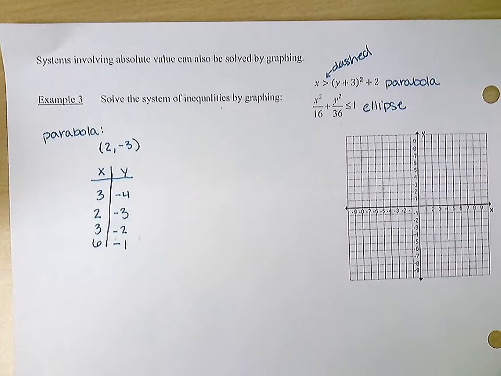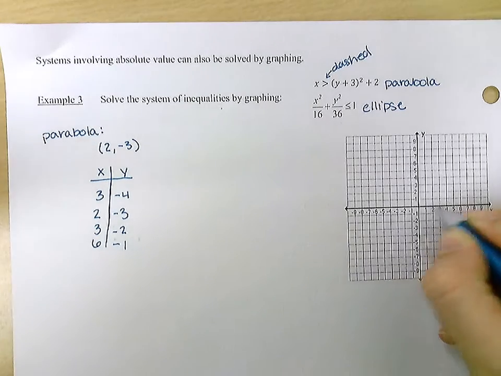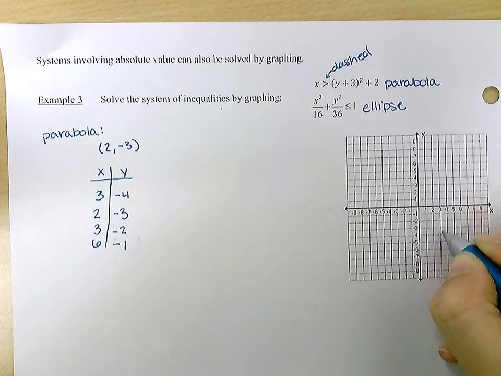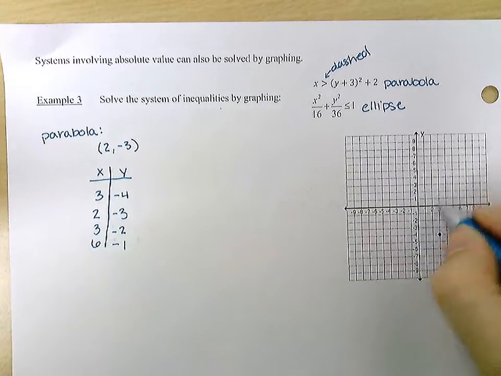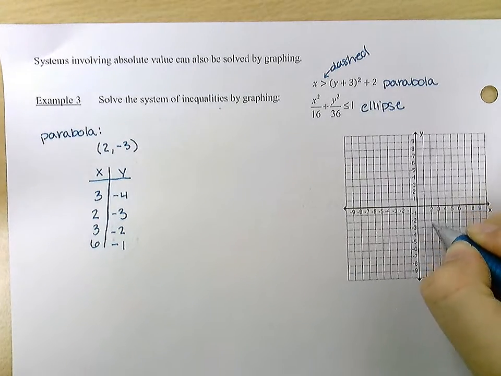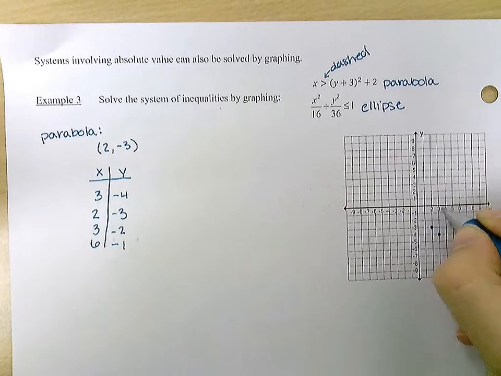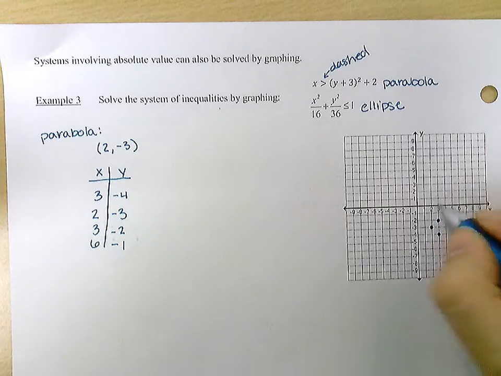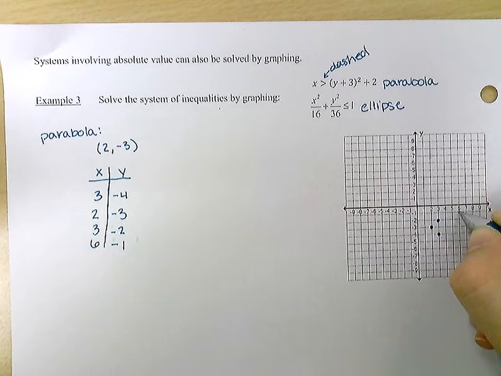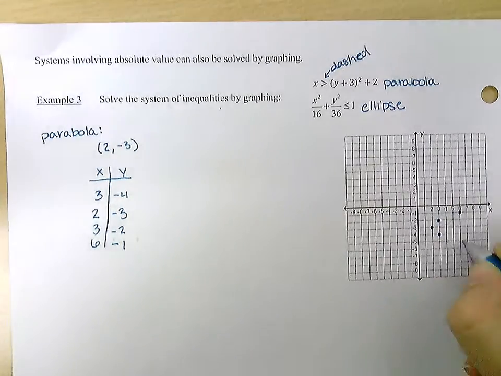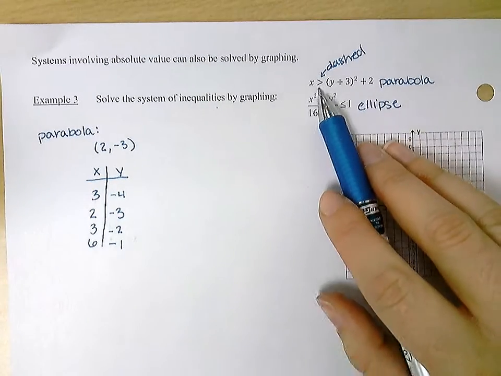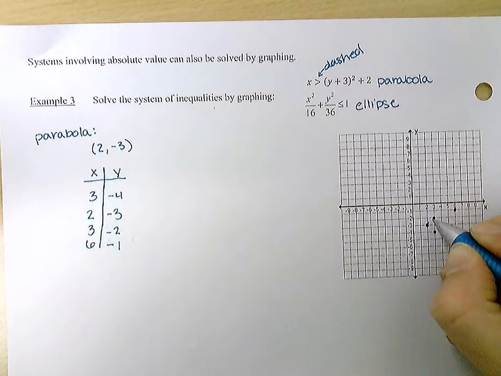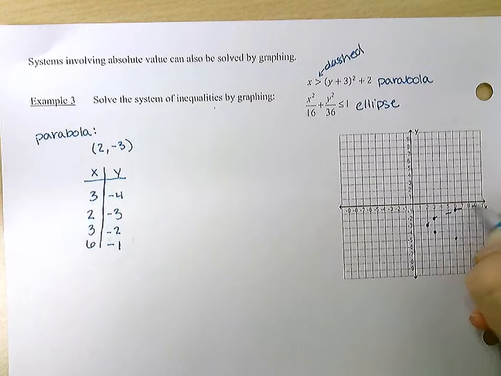Okay, and then I can just plot those points. So I have (3, -4), (2, -3), (3, -2), and (6, -1). Okay, and remember this one is dashed. Okay, so I would make that parabola dashed.